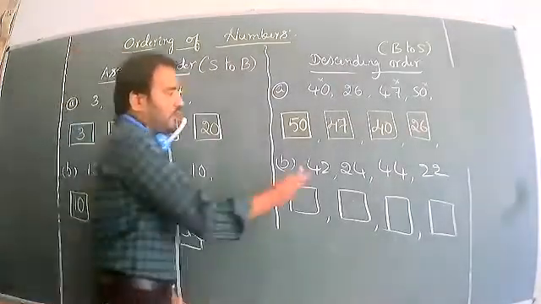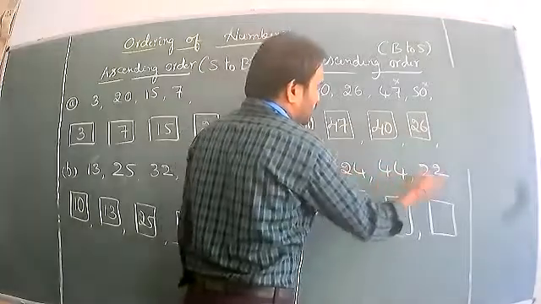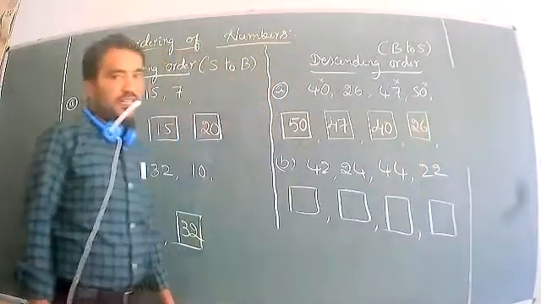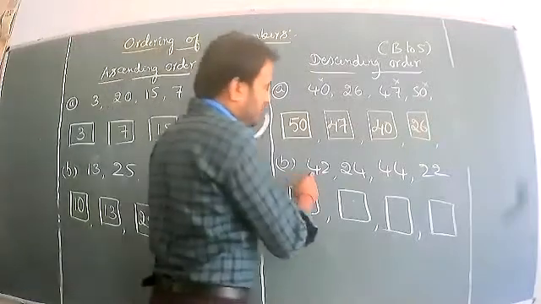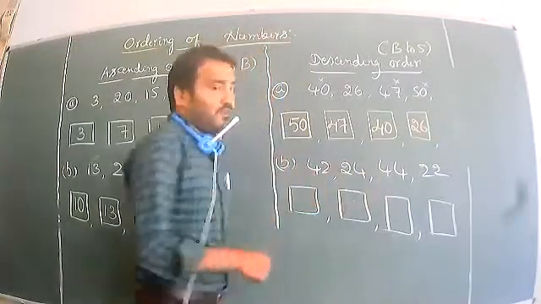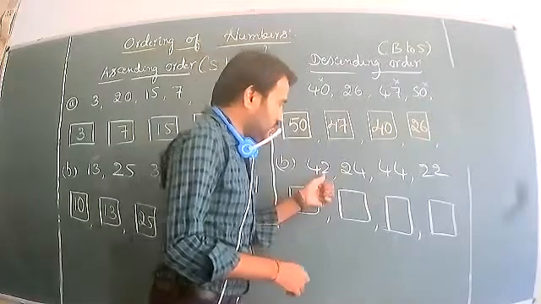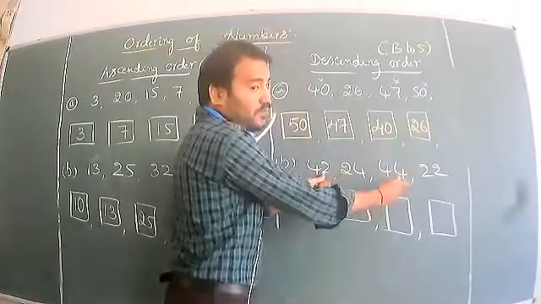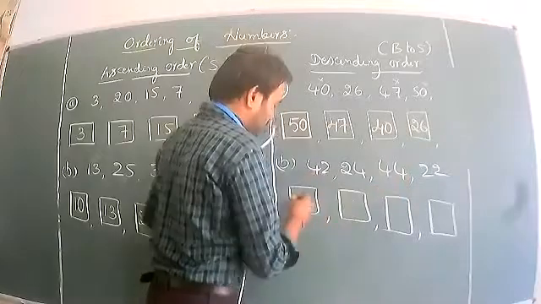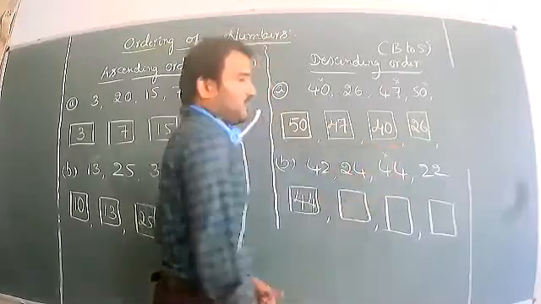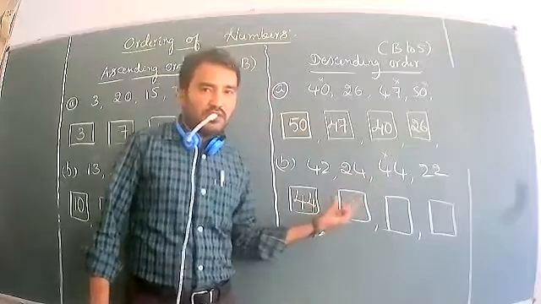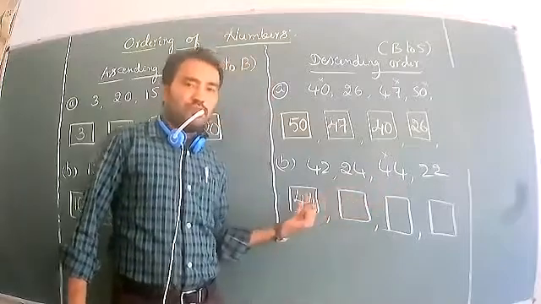Now, 42, 24, 44, 22. Which one is greater? In that place, here 4, both the values are the same. What do we do? Go for the second place, here 2 and here 4. Which one is greater? 4 is the greater. 44 is the greater. So we should write it one time, and then it is cancelled.